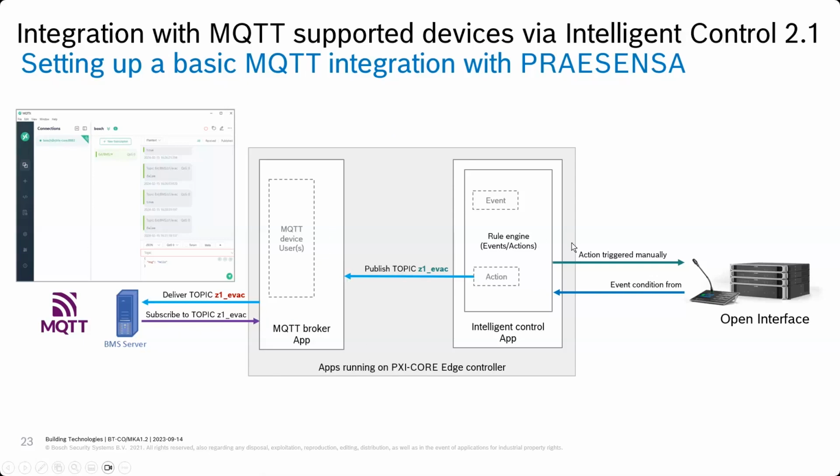But at the moment that you create an action here, for example, I trigger a manual action. I could do that through this intelligent control app, but also by just making a manual call. And then the event condition will go back to the intelligent control app and report to this topic that it is active, that the zone 1 evac is active at that moment. So that's the basic principle here as a first step.